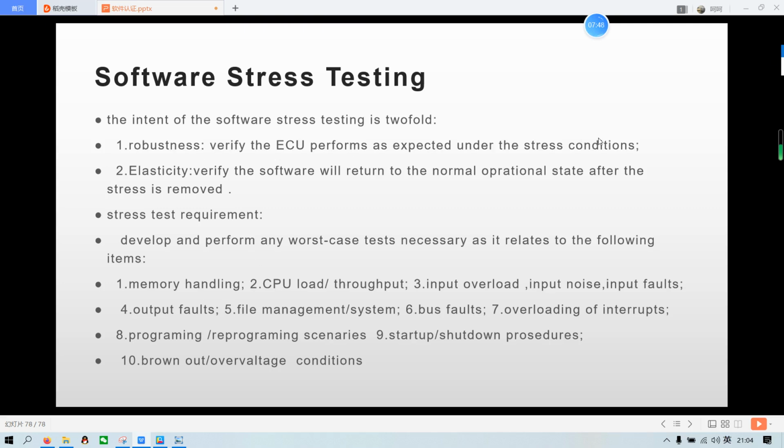Now, the intent of the software stress testing is twofold. Twofold means double. One is robustness. Verify the ECU performs as expected under stress conditions. Two, elasticity. You know, elasticity means rubber. Verify software will return to the normal operational state after stress is removed. Robustness means verify the ECU performs as expected under the stress condition.